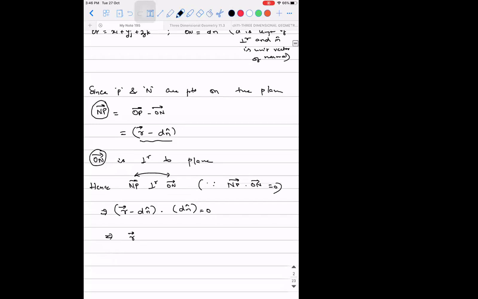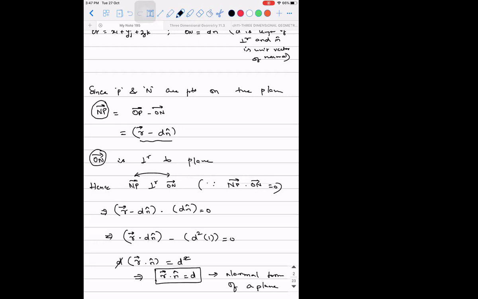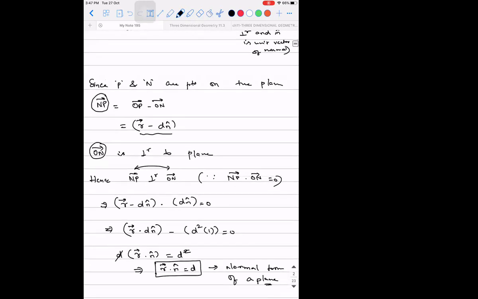So what will you have? R vector dot d n cap minus d square into n cap dot n cap, which is 1, is equal to 0. So R vector dot n cap, taking d outside because it's a scalar, is equal to d square. So d and d will get cancelled, which implies R vector dot n cap is equal to d. This is the normal form of a plane. This is the general equation for a plane, in its normal form.